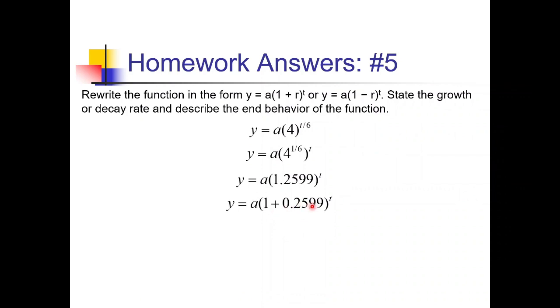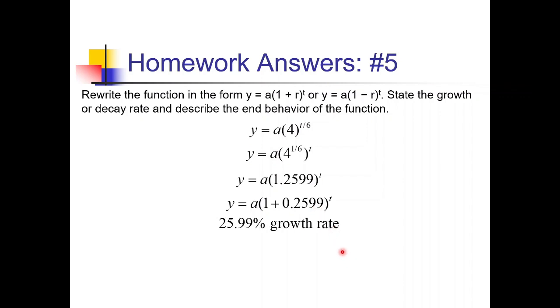And this might look familiar to you if you remember the lesson. There was a problem where we had 2 to the 1/3, and it came out to this. This is actually 2 squared to the 1 over 6, but if you multiply the 2 and the 1 over 6 together, you do actually get 1/3. So it is the same number. We have a growth rate then, since this is bigger than 1, a growth rate of 25.99%.